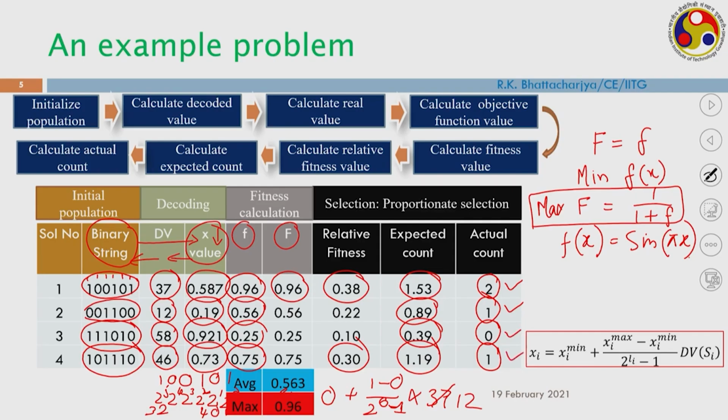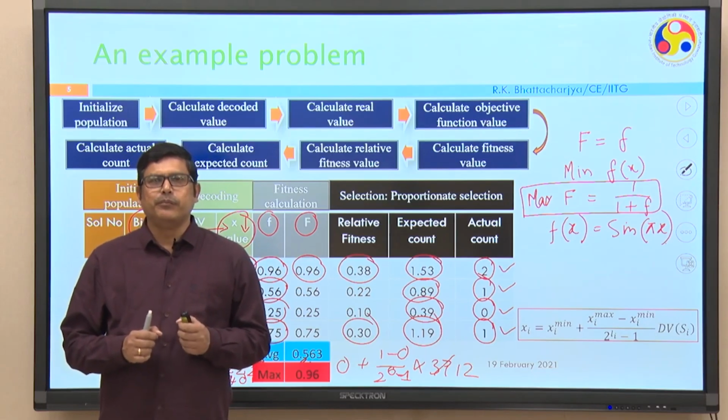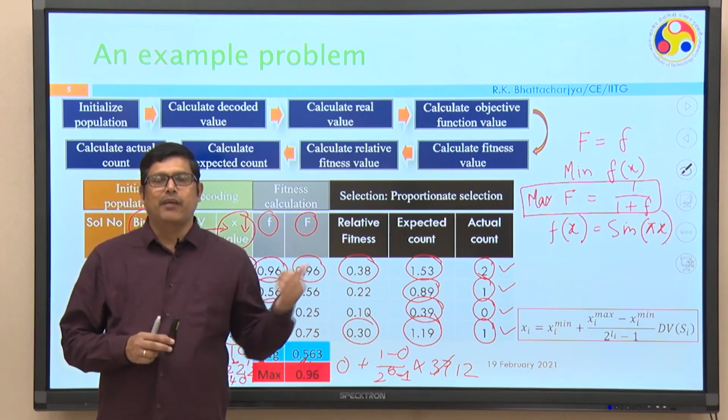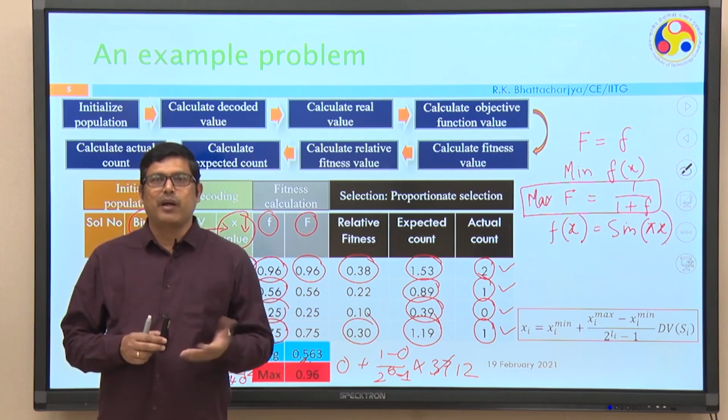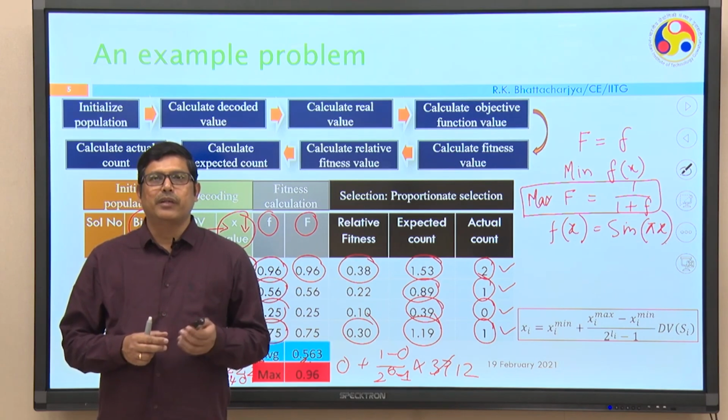Now, if you recall, what is the function of the selection operator? The selection operator creates multiple copies of the best or better solutions, and the worst solution is eliminated. At the same time, we are also maintaining the total population size. The population size was 4 and now you are also getting a total of 4: 2 copies of the first solution, 1 copy of the second solution and 1 copy of the fourth solution. That way we are implementing the selection operator. As I said, I have done it using proportionate selection. You can also apply rank selection or tournament selection.